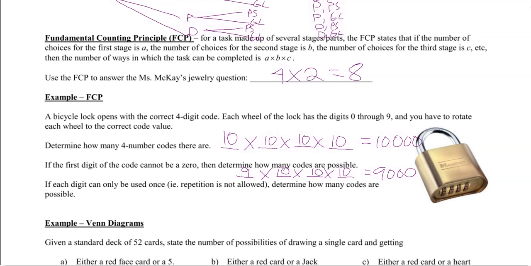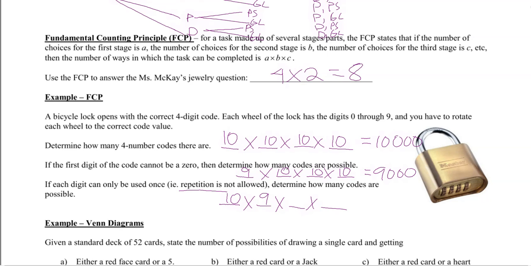What if each digit can only be used once? The way you're going to see that written is repetition is not allowed. So with the fundamental counting principle, anytime we work it out, we're putting down 4 blanks because we are choosing from 4 digits. I can't repeat. How many choices do I have for the first digit? 10, right? Everything's open.